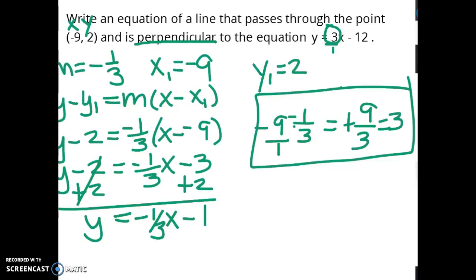Here is my equation. My equation of a line that passes through the point negative 9, 2 and is perpendicular to the equation of y equals 3x minus 12. This is the opposite reciprocal. This one's negative, this one's positive. This is 3 over 1, this is 1 over 3. It's perpendicular. And the y-intercepts happen to be different.